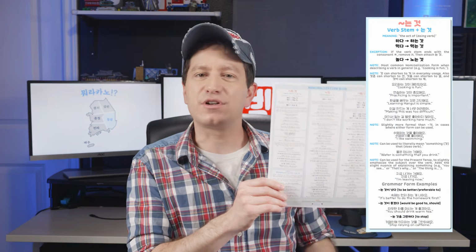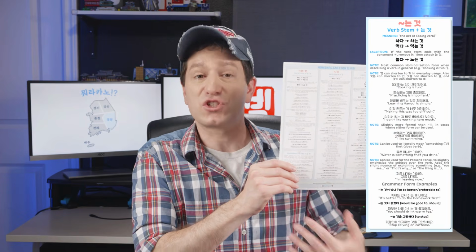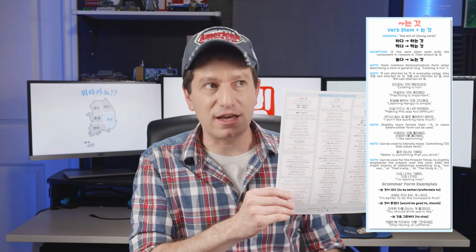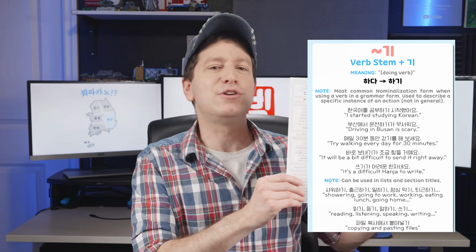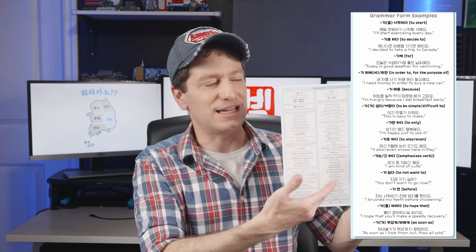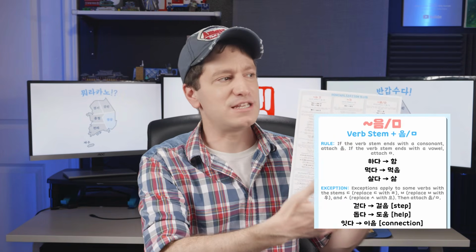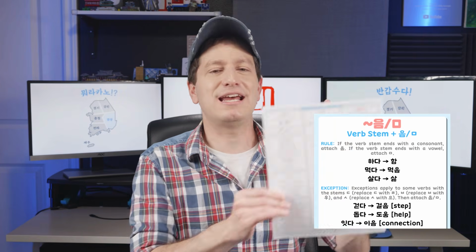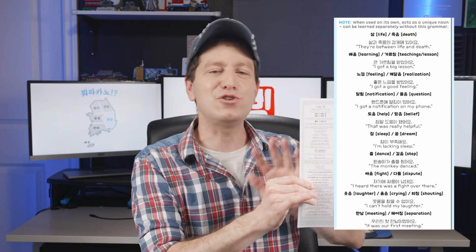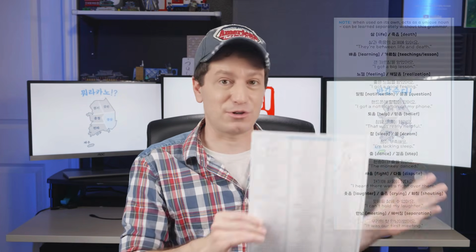For example, the 는 것 form is the most common way for when you want to describe a verb, like to say I like swimming or swimming is fun, or the 기 form is used in many grammar forms, and I've included many of the most common forms that you'll see it in. And finally, the last form is used to change a verb into a completely unique noun. And I've included a lot of common and useful examples which you can simply memorize.